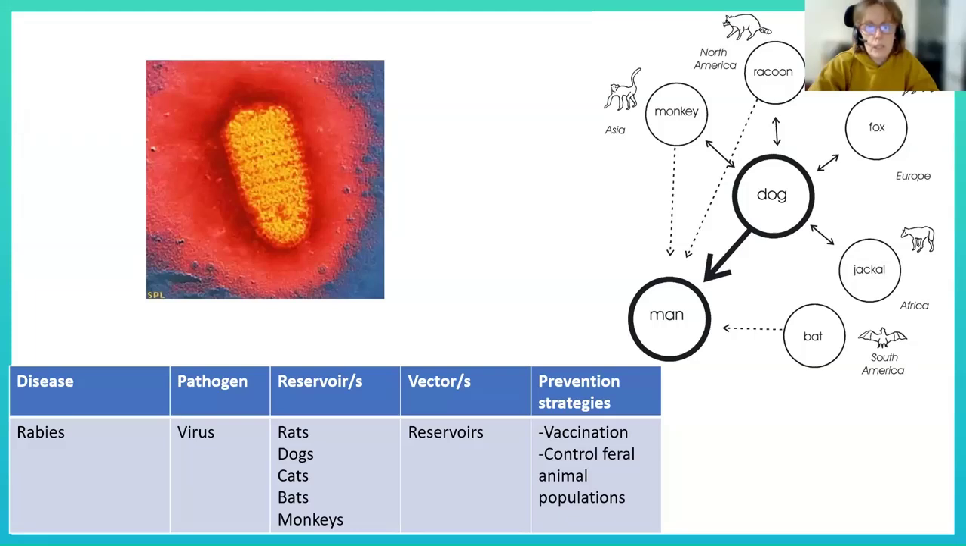What you need to do if you want to control this disease is you can vaccinate against rabies, so that's good, but you really need to control feral animal populations. So feral animals like dogs that can spread it, monkeys that you could catch it off, bats. So you've got to avoid contact with these animals. But if you look at this diagram over here, you can see there's one animal in particular which is extremely likely to come into contact with man, and that's dogs.